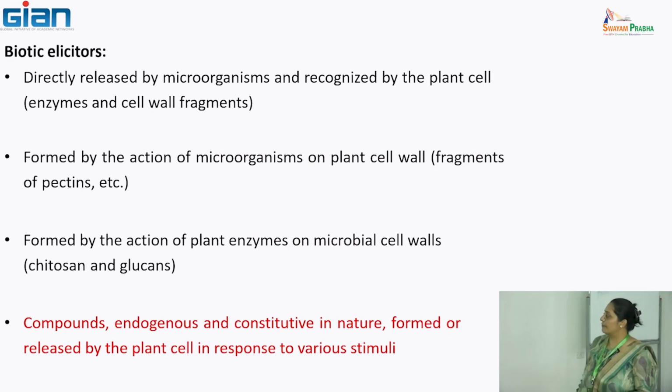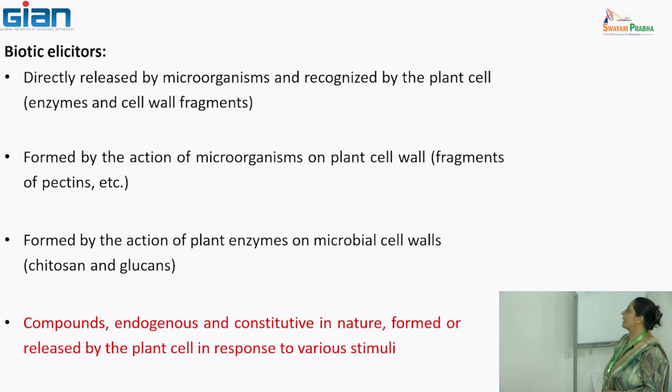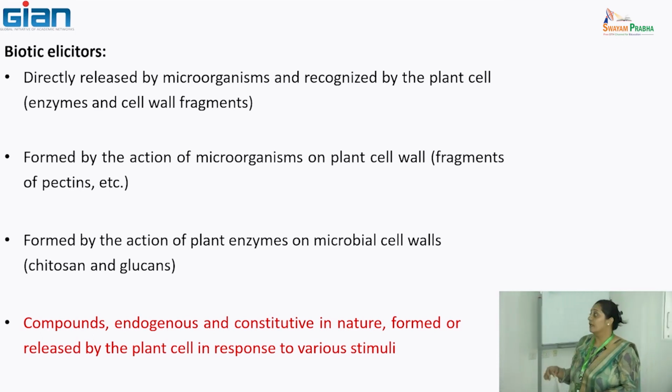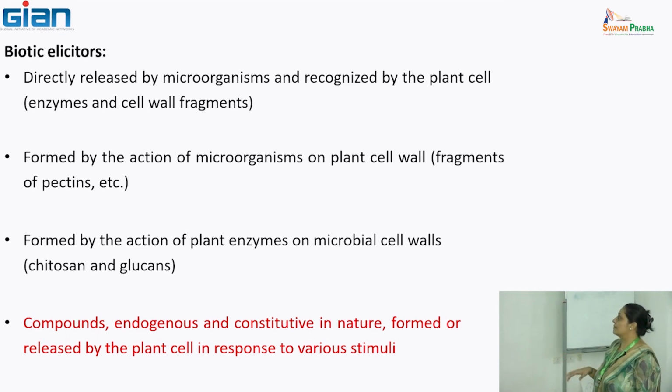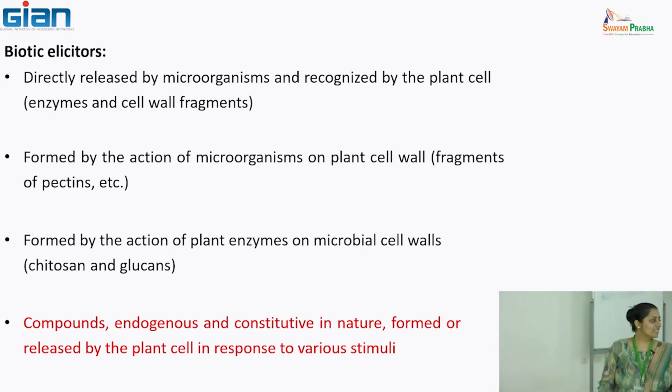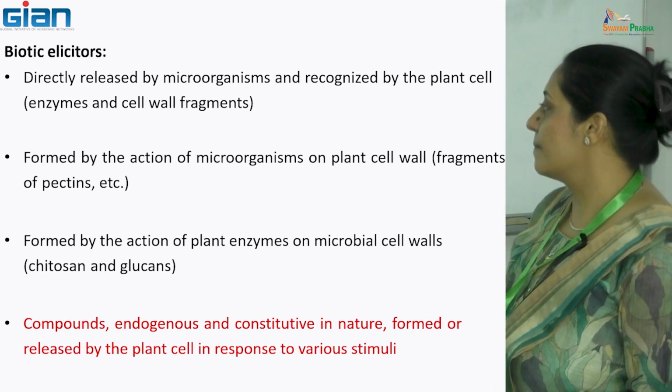Now, coming to types of elicitors, I did mention biotic elicitors. Biotic elicitors are generally directly released by the microorganisms and recognized by the plant cell. They can be enzymes, they can be cell wall fragments. They will be formed by the action of microorganisms on plant cell walls, wherein the fragments of the plant cell wall can also be an indicator to the plant cell that something bad has happened. Formed by the action of plant enzymes on microbial cell walls, wherein chitosan, glucans, all these can also act as biotic elicitors.